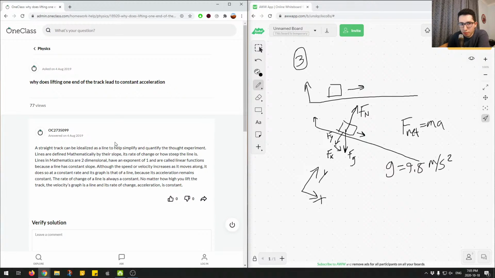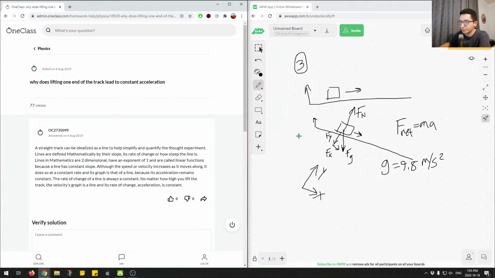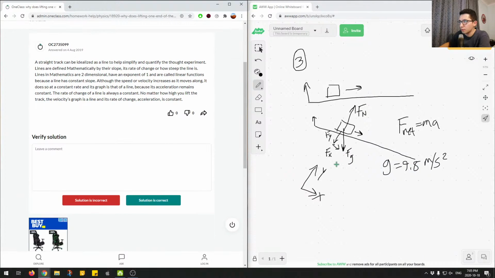So that's a way to conceptualize what's going on, to understand why lifting just one end of the track causes this constant acceleration, and this is mainly just due to the force of gravity and the x component acting over here. So we'll mark this as correct. Correct answer, great job. And let's move on to question number 4.